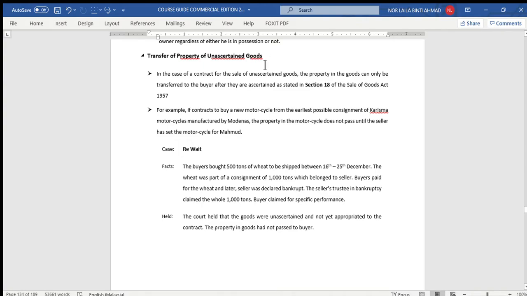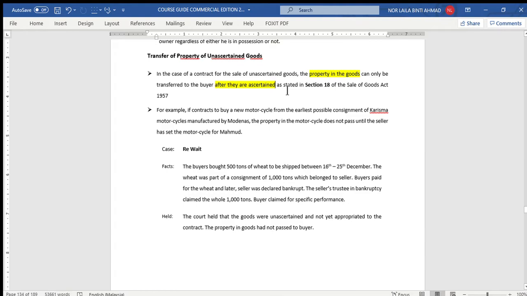Uncertain goods means goods that have not been ascertained yet at the time the contract was made. You will ascertain, you will determine the goods in future. So in the case of a contract of sale of uncertain goods, the property in goods can only be transferred to the buyer after they are ascertained.